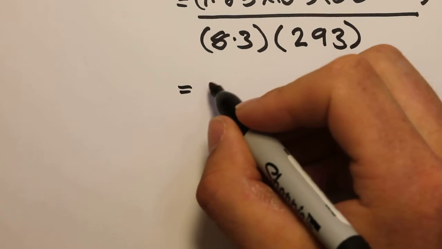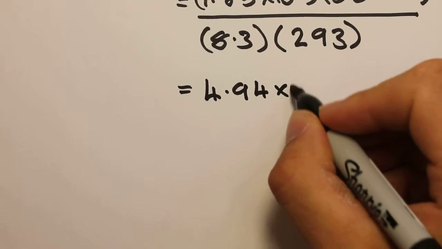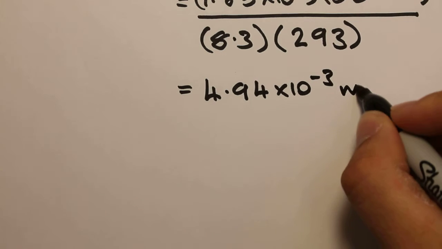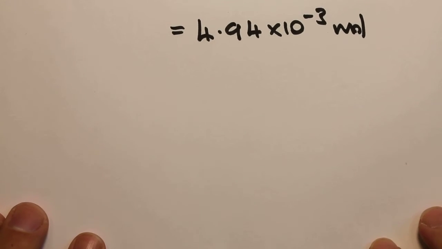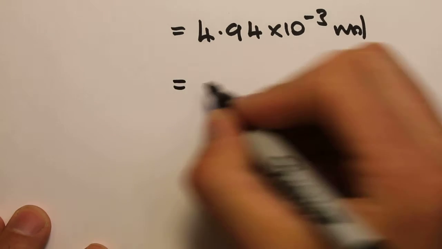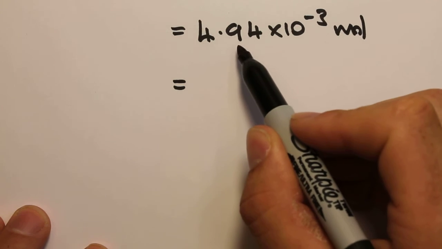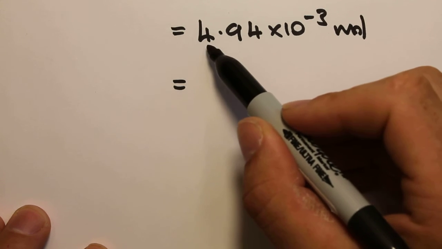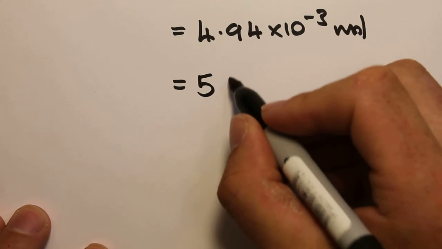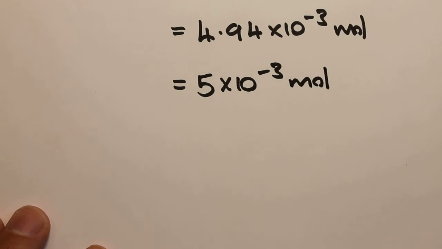So when we solve this, we should get 4.94 by 10 to the minus 3 moles. Now remember, in the question it asks for our answer correct to one significant figure. So we must solve this for one significant figure. So we've got 4.94 by 10 to the minus 3. So we're going to round this to 5 by 10 to the minus 3 moles. And that's our answer.